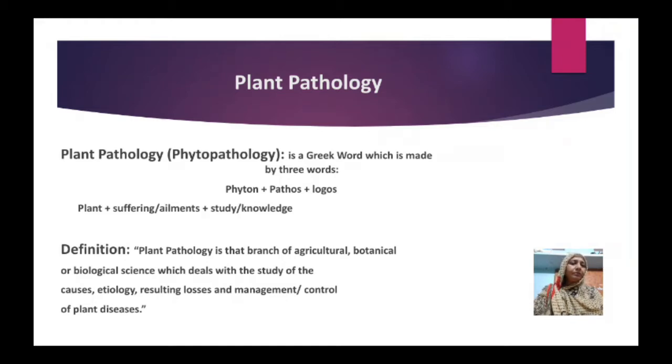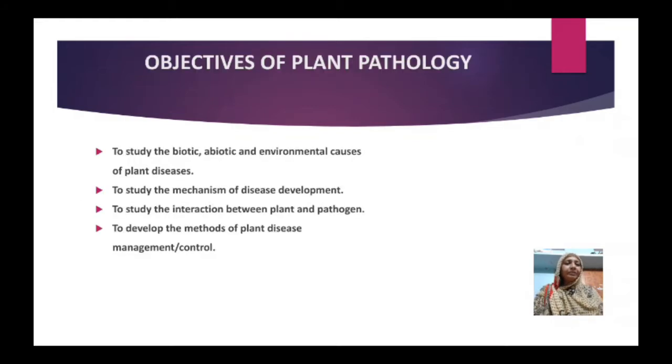It is a Greek word made of three words: phyton means plants, pathos means suffering or disease, and logos means to study the cause of disease or to gain knowledge about the disease. Therefore, plant pathology can be defined as the plant science, biological science, agricultural science or botanical science which deals with the study of the causes, etiology, resulting losses and control measures of plant diseases.